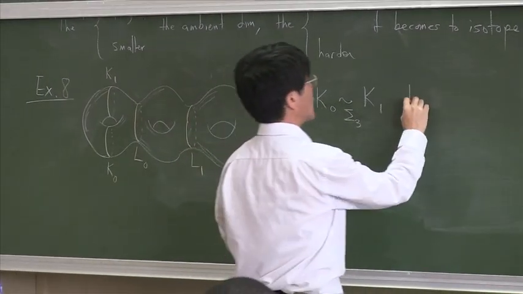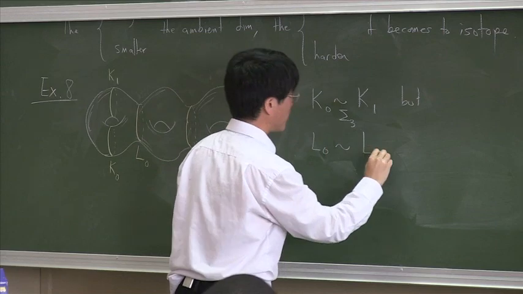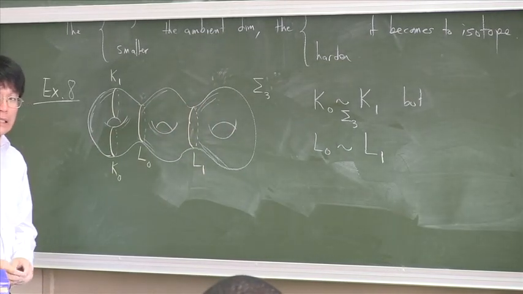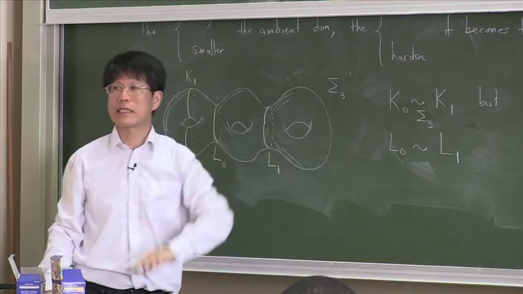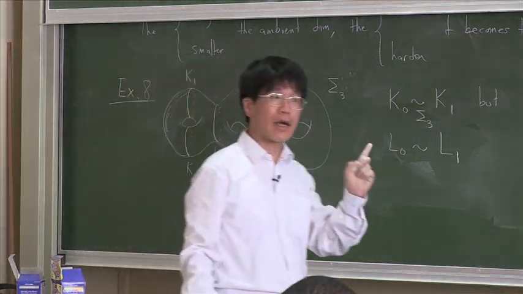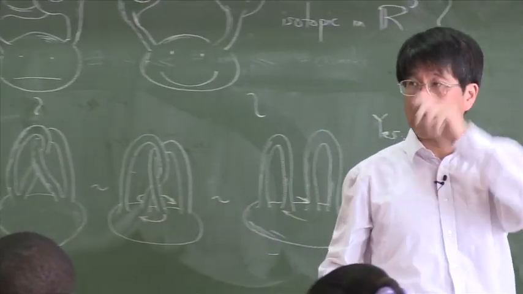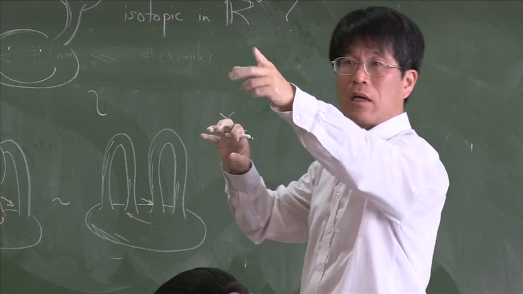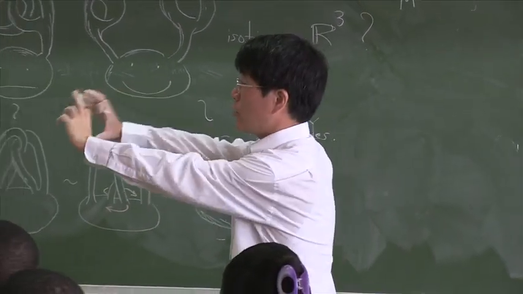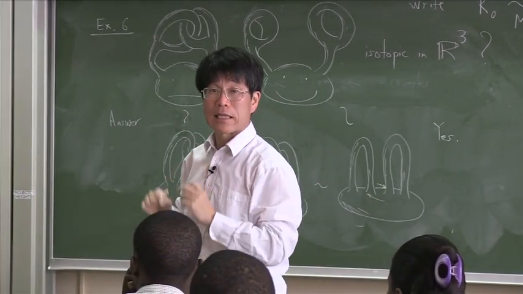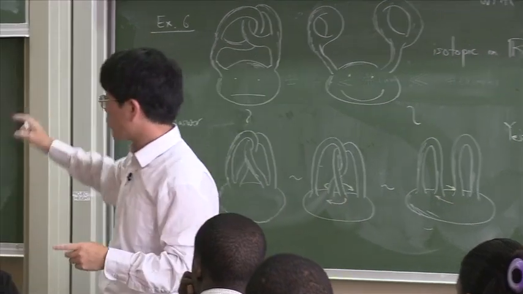Okay? But it turns out that L0 and L1 is trickier. Do you think L0 and L1 are isotopic inside sigma 3? Who thinks that they are isotopic? Adrian thinks they're isotopic. Okay, Mara also. Who thinks that they are not isotopic inside sigma 3? Okay, so William thinks that they are not isotopic.